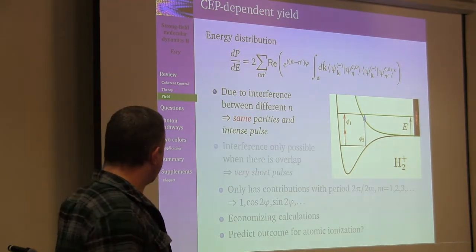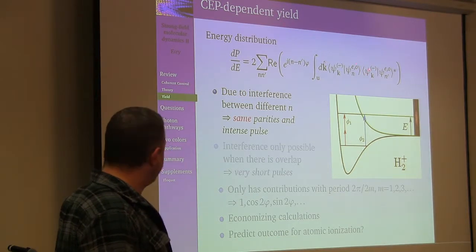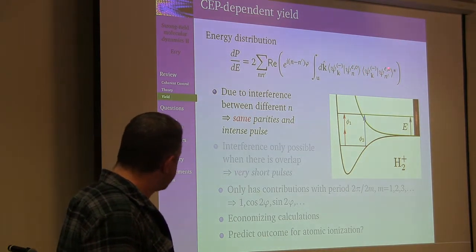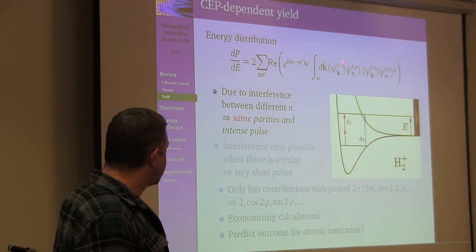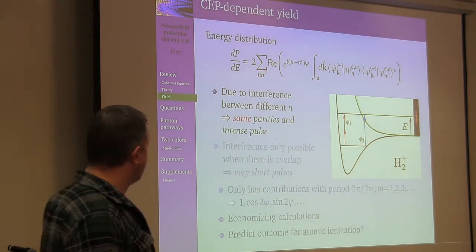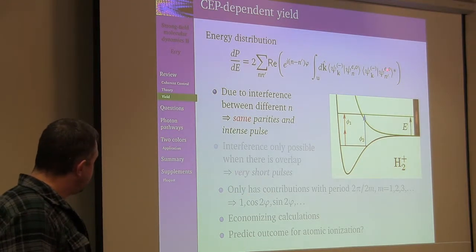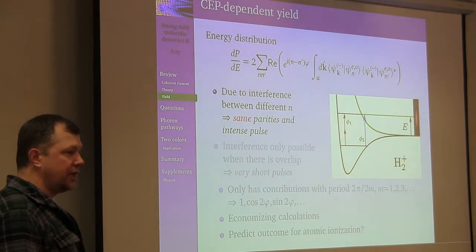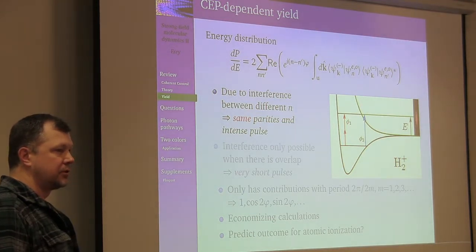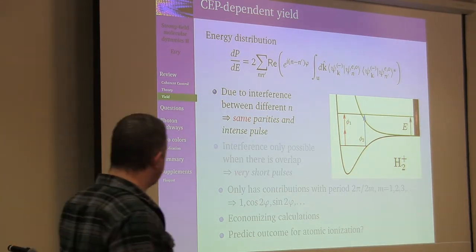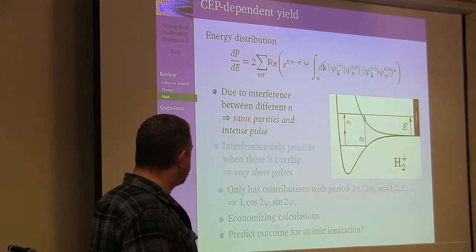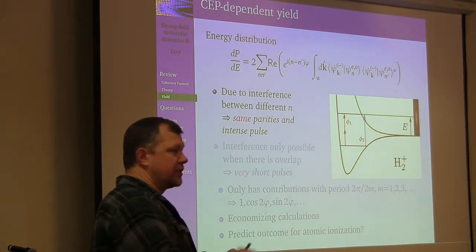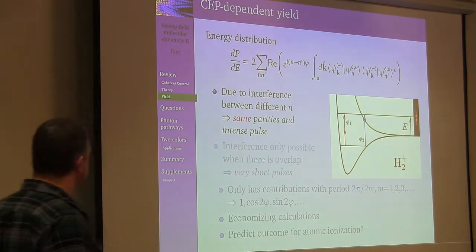So the two pathways that interfere, this is the amplitude for one, this is the amplitude for the other. Actually, I should say this is the complex amplitude for one pathway. This is the complex amplitude for the other pathway. And what it says is you have to have even interfering with even and odd interfering with odd, which is what we just said a second ago. If I want to control the yield in this sort of a picture, I need 1 photon and 3 photons. That's how I control the yield.